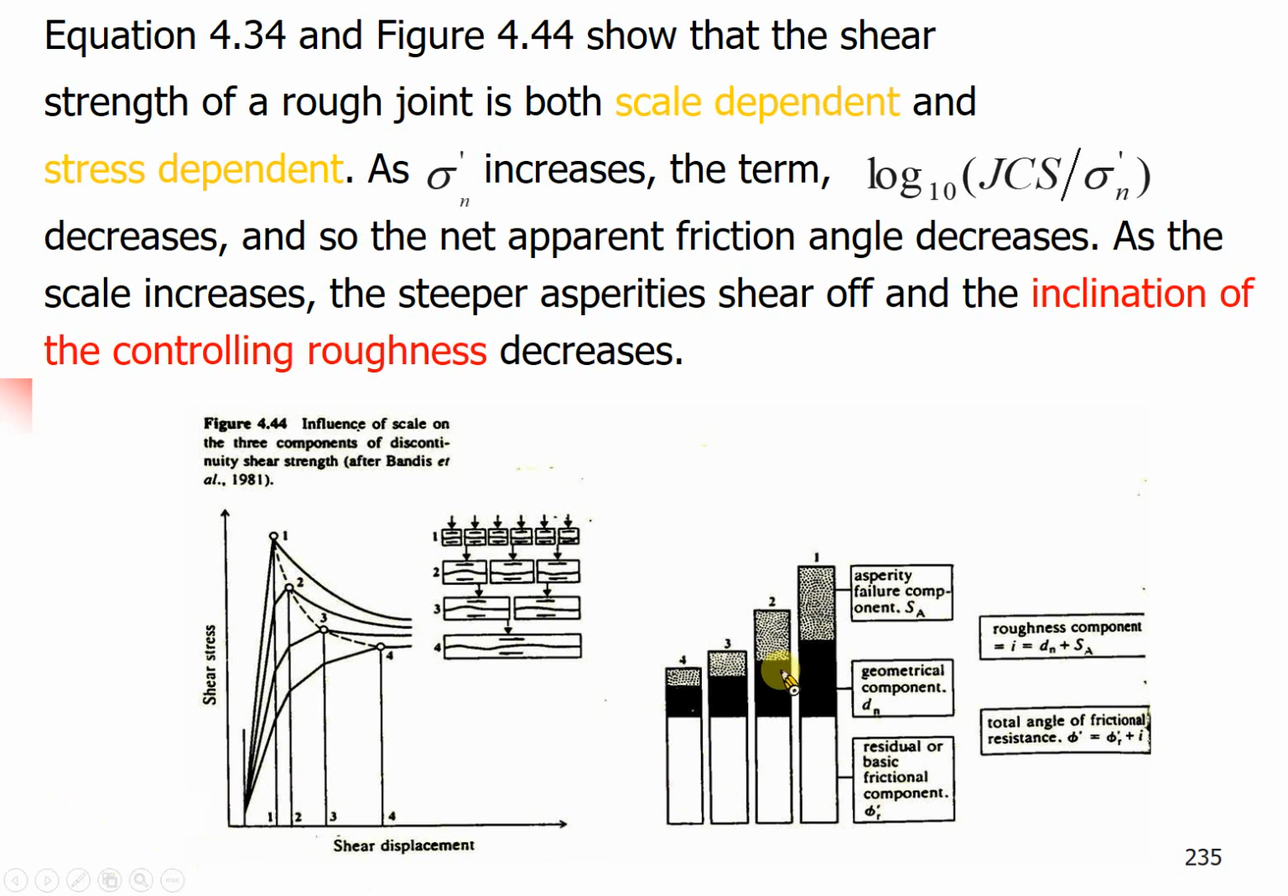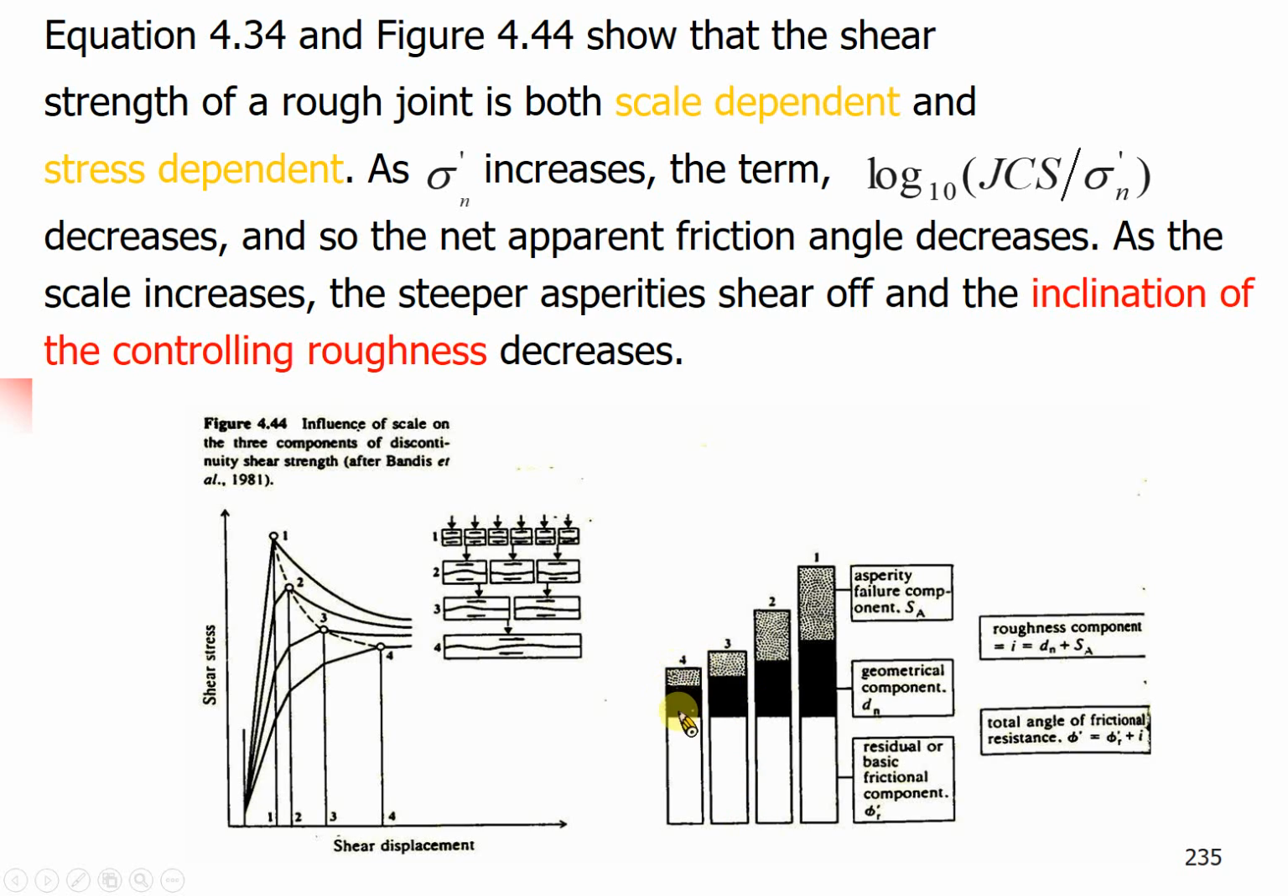And this shows you the scale effect on the mechanical behavior of discontinuities. This will be the largest discontinuity, and this will be the smallest discontinuity. The colors shown here are the contributions from different mechanisms. The white color will be the contribution of strength from the basic friction angle, from the mineral.